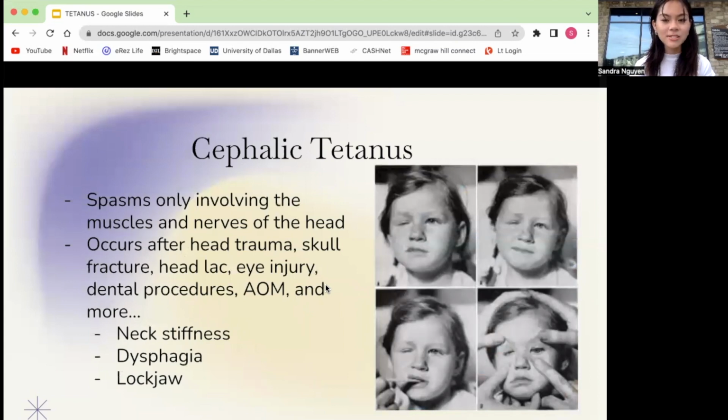So lastly, I want to talk about cephalic tetanus. This is just the spasms involving the muscles and the nerves of the head only, but this will only occur after some sort of head trauma like a skull fracture, a head laceration, an eye injury, dental procedures, or otitis media, or ear infection, and different other things. And this again will cause that neck stiffness, dysphagia, and lockjaw.